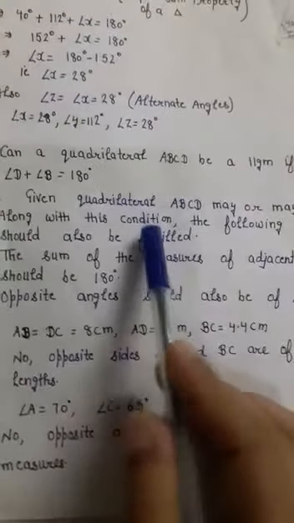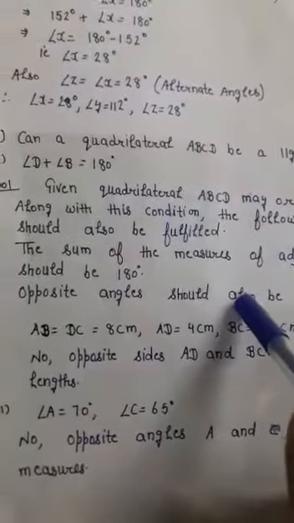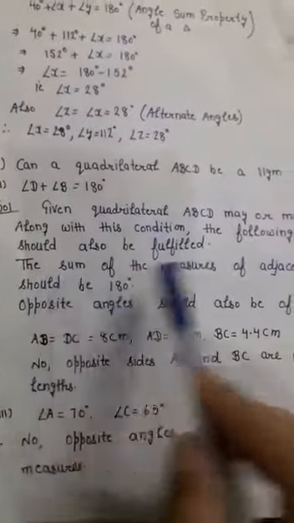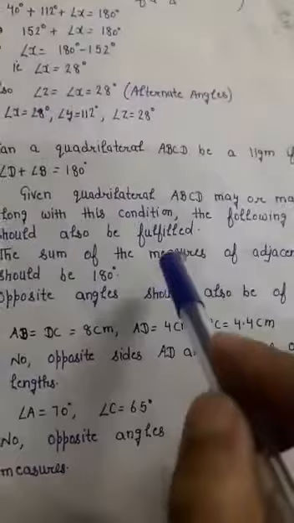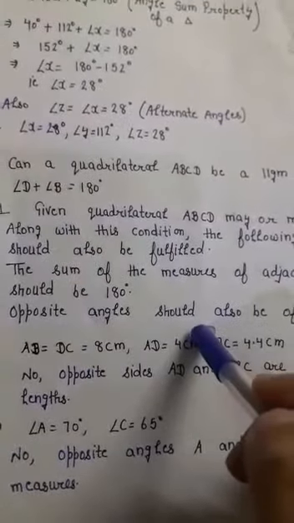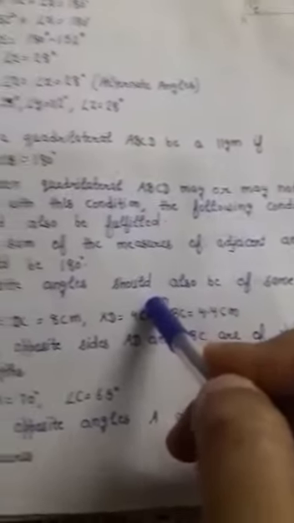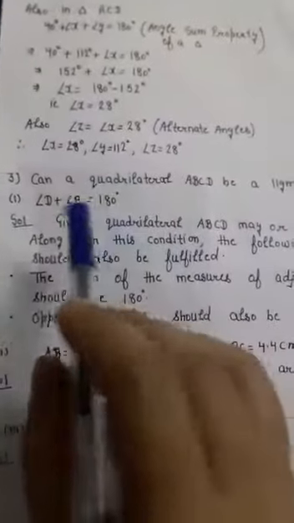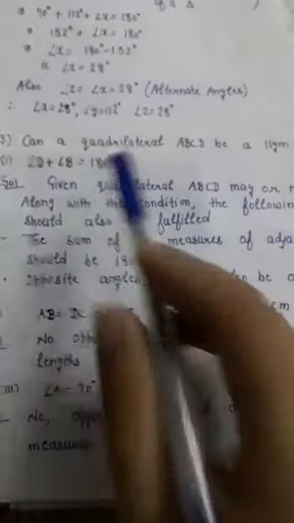Along with this condition, the following conditions must be fulfilled. First one is the sum of the measures of adjacent angles will be 180 degree, and the second condition will be opposite angles should always be of same measure. Then only we can say that the given quadrilateral will be a parallelogram.